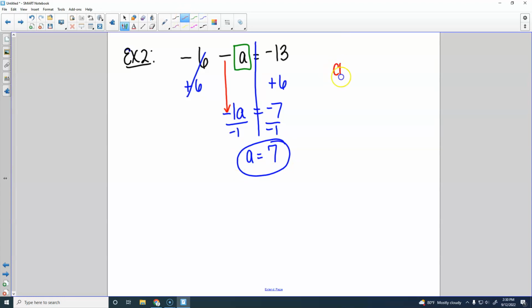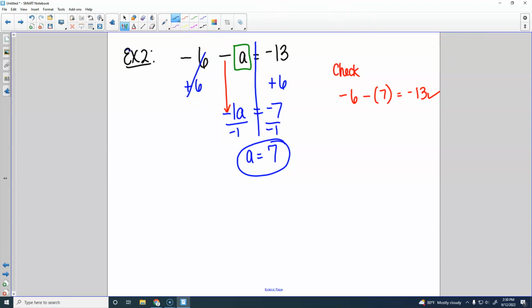And if you want to check, you can do -6 minus, instead of A, I'm just going to put the 7 there, equals -13. Does -6 minus 7 equal -13? It does. So that is correct. Okay, careful not to lose these negatives right here. They're really easy to lose.